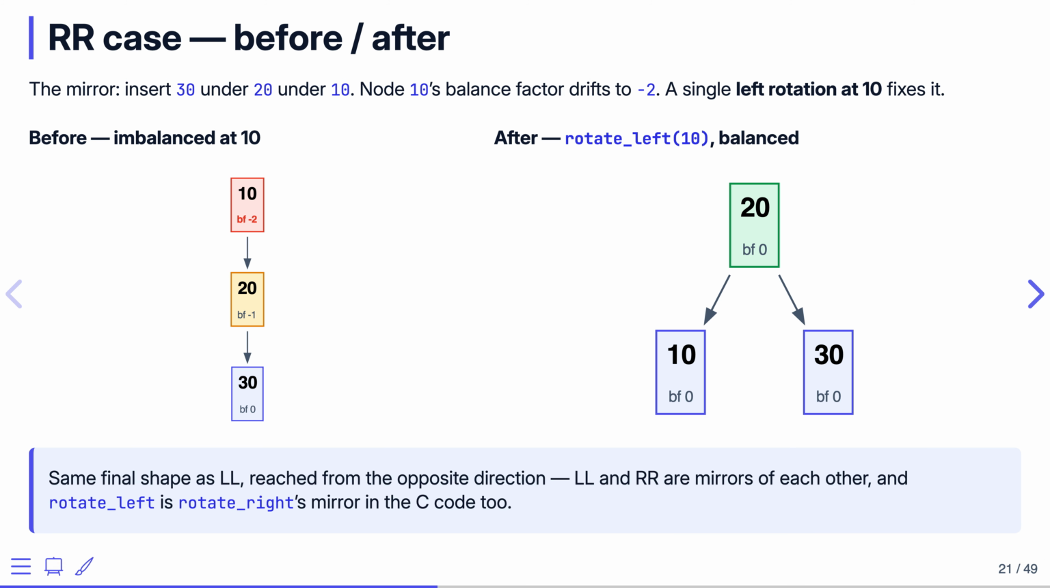The RR case is the LL case with left and right swapped. We insert 30 under 20 under 10. Node 10's balance factor drifts to -2. A single left rotation at 10 fixes it.